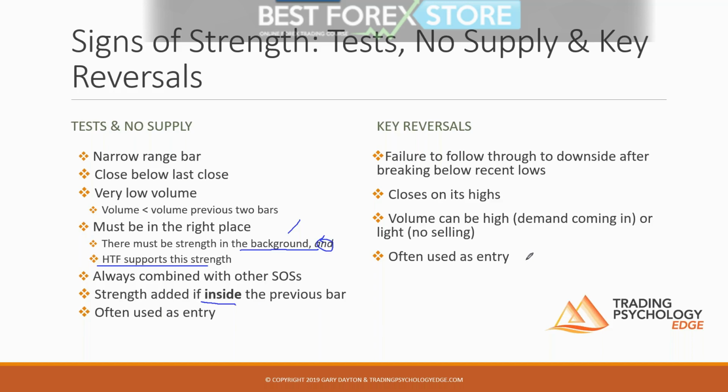Key reversals are like the opposite of the hidden upthrust. It's a failure to follow through to the downside after breaking below the recent lows. It comes back up above those lows and closes on its high. That's why we call it a reversal bar. It goes down, reverses, closes firm. The volume can be high, demand's coming in, or light, no selling. And we use that as an entry as well.